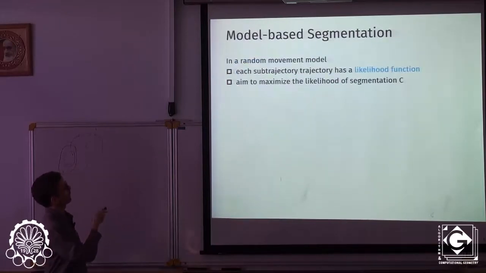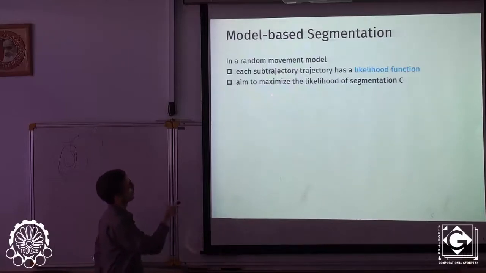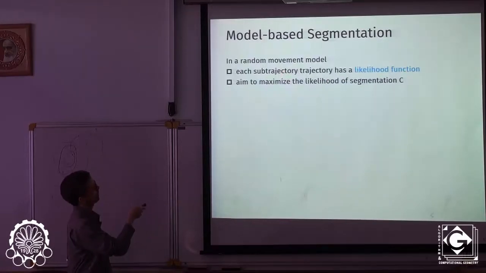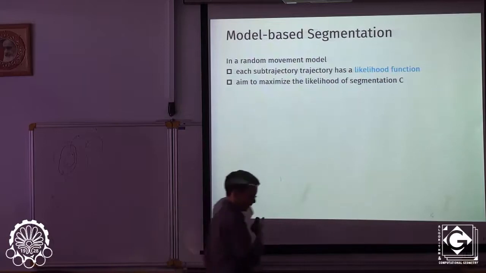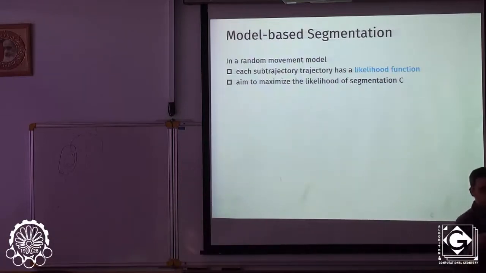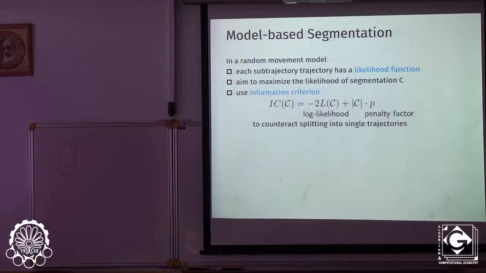So what I want to do is, for each subtrajectory, if I look at any subtrajectory, I have a likelihood function which tells me, for a given parameter, how well it fits, and I would like to maximize this likelihood for every segment. Now the problem is if I just say I want to maximize the likelihood, then my trajectory will be cut into many small pieces, because the smaller the pieces, the easier it is to fit the parameter, or the better I can fit the parameter. So now we have a trade-off between how good the fit is and how many segments I get. And that is a setting where often an information criterion is used.